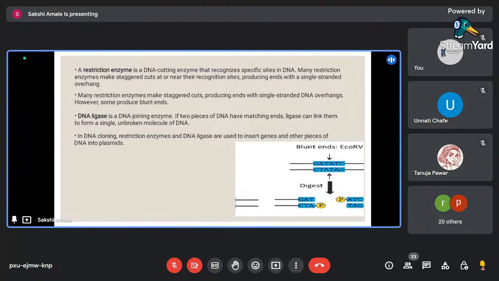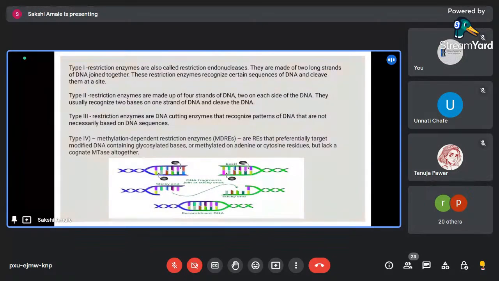And here is a picture of blunt end. Blunt end means what? It cuts both strands at equal length, and they end at the same base position, having no unpaired bases in either strand. And sticky ends mean it cuts in a staggered way, and one strand is longer than the other, typically by at least a few nucleotides, such that the longer strand has bases which are left unpaired.